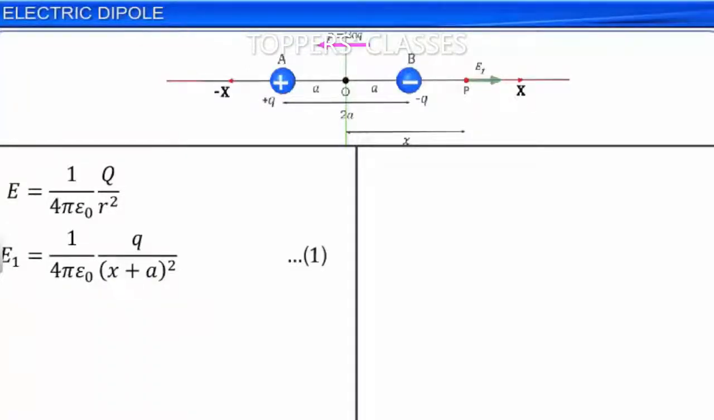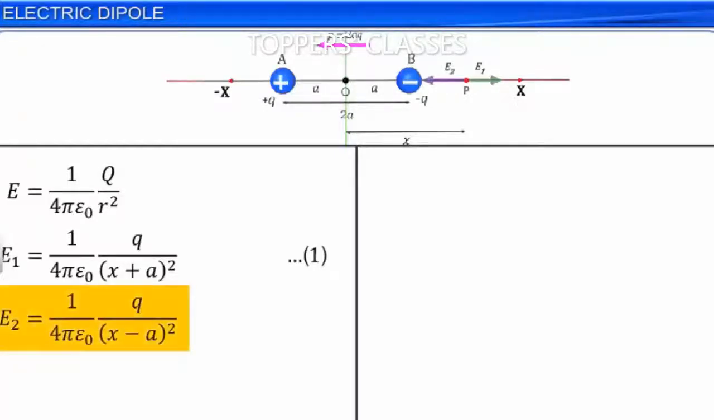Similarly, the magnitude of the electric field strength E2 due to the charge minus q is equal to 1 by 4 pi epsilon naught q by (x minus a) square. Let this be equation 2. The direction of this electric field is in the direction of the dipole moment. The point P is nearer to the charge minus q than the charge plus q. As the distance of the point P from minus q is lesser than that from plus q, the magnitude of the electric field strength E2 is greater than E1.